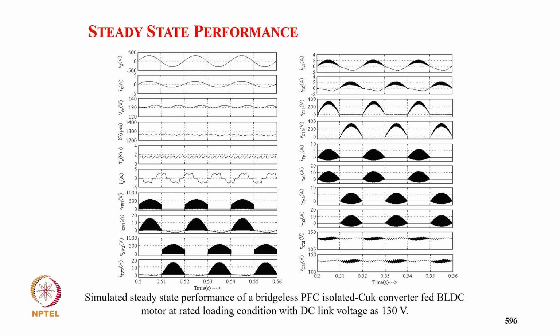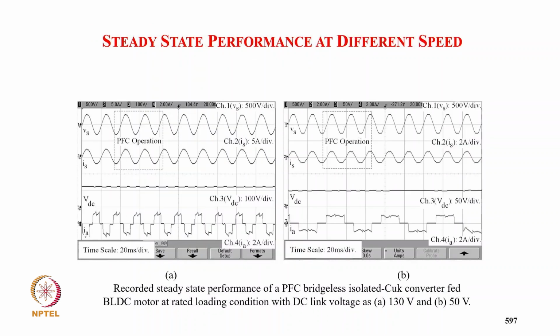These are the simulated waveforms: supply voltage, supply current. So the supply current remains in phase with the supply voltage, and the DC voltage, then the speed of the motor, then the torque of the motor, and winding current of the motor, and the switch voltage, switch current. And then you can see the input inductor current is continuous and capacitor voltage continuous for both the converters, and output inductor currents are discontinuous for both the converters.